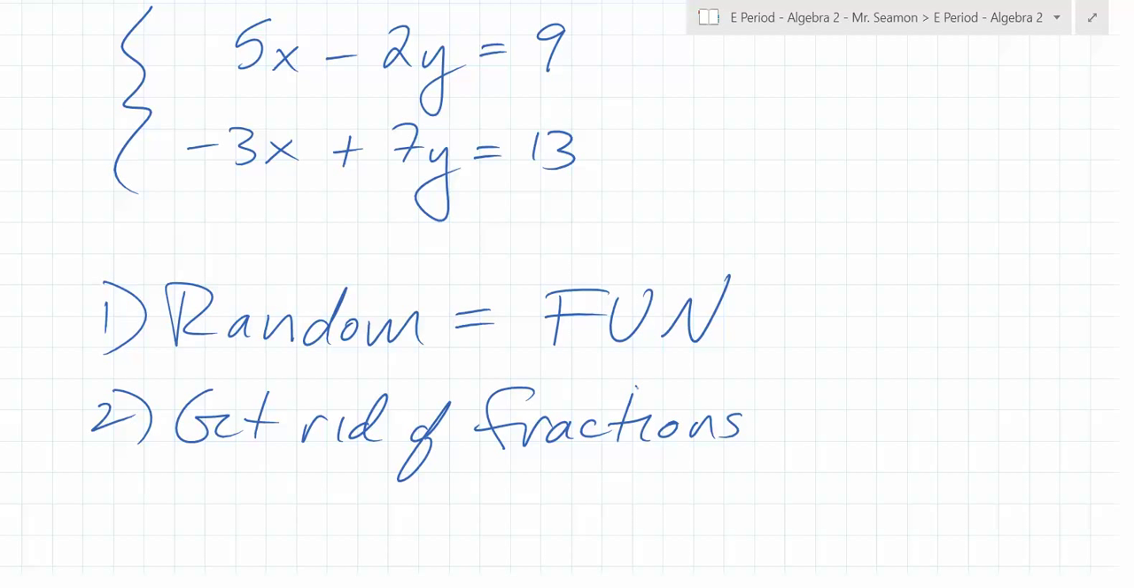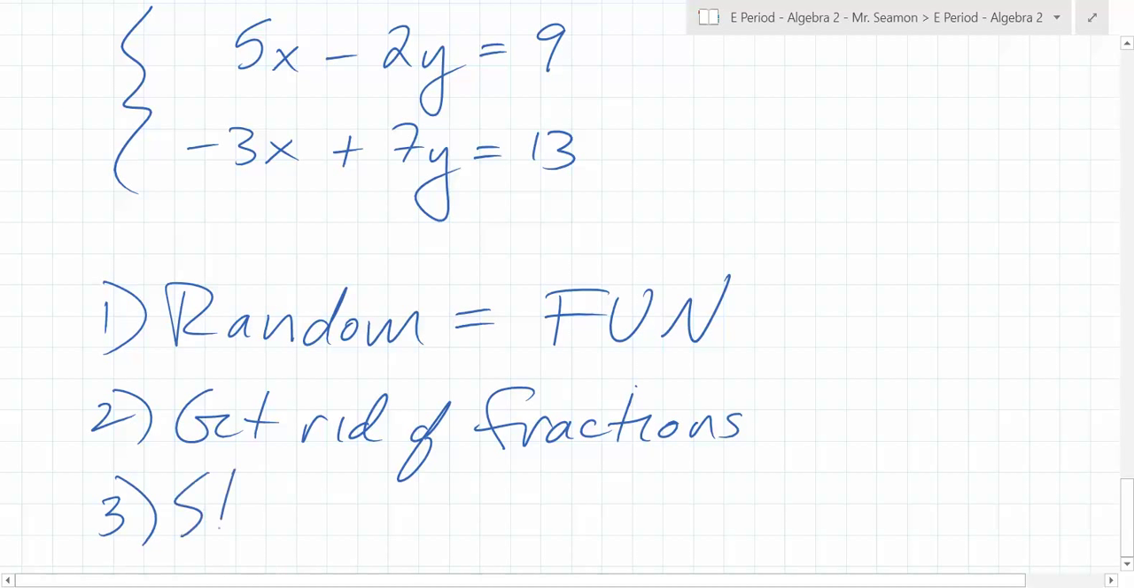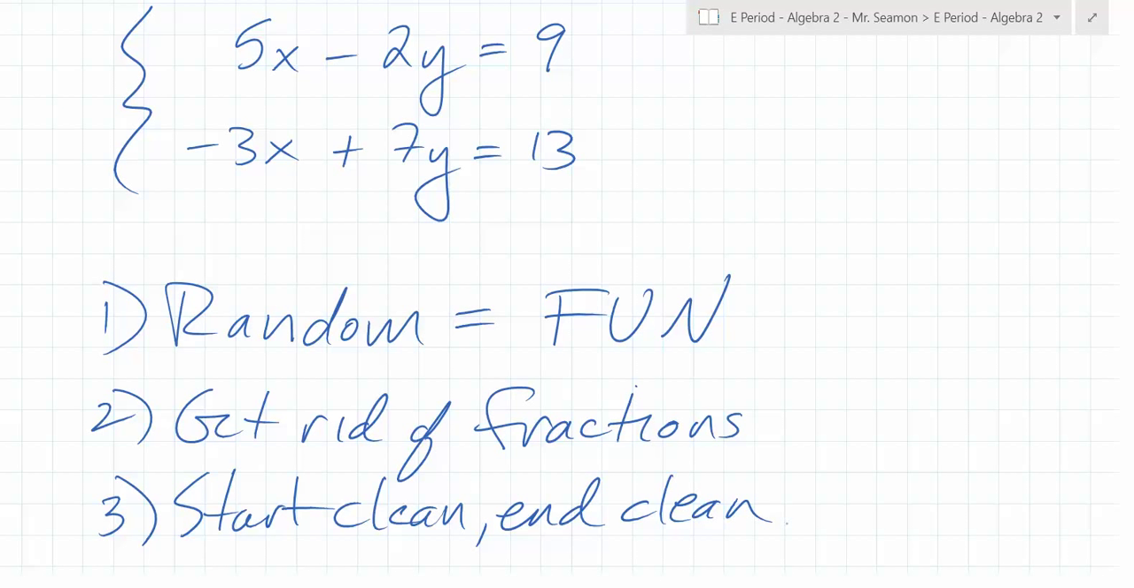Start clean and end clean. Because I can guarantee, how many of you figured out a mistake you made as you went along? You have to be able to find your mistakes. How often does it happen, all the time or never, that you make a mistake in math? All the time. Get used to it. It happens. If you're not making mistakes, you're not pushing yourself at all. So start clean and end clean.